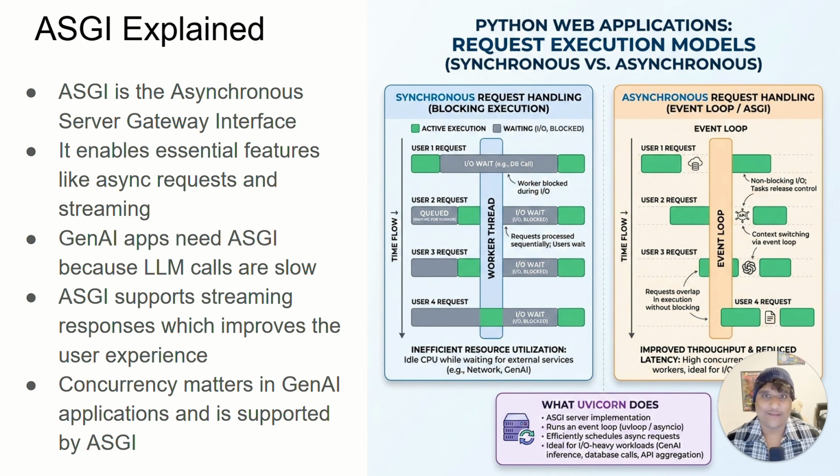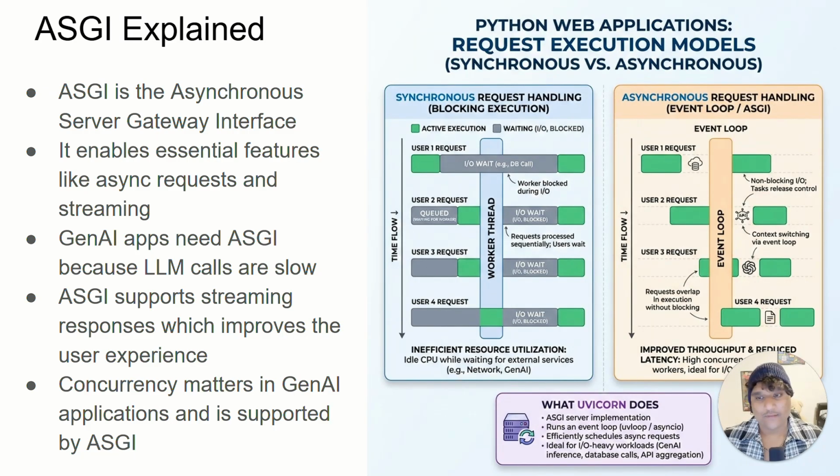This is where Uvicorn comes in. If you've already built generative AI applications on your own, I'm pretty sure you would have heard about Uvicorn. Uvicorn is a lightning fast ASGI web server implementation for Python. It acts as the bridge between modern asynchronous Python web frameworks like FastAPI and the network connection, which is your client or browser. FastAPI defines your application, but Uvicorn actually runs it.